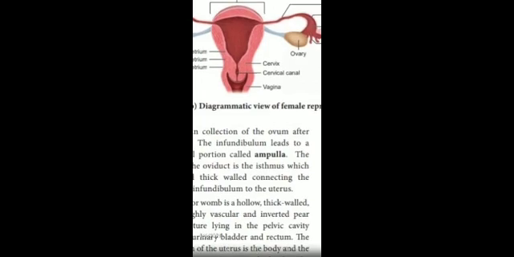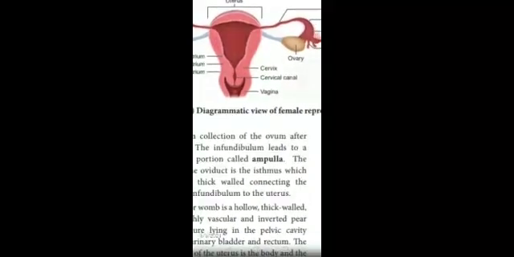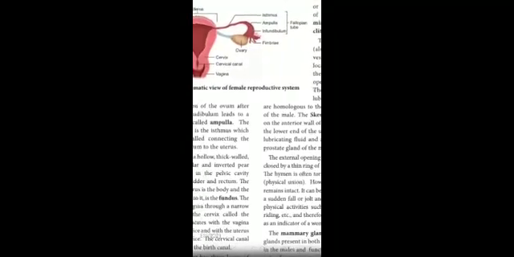The next one is Skene's glands. It is located on the anterior wall of the vagina.